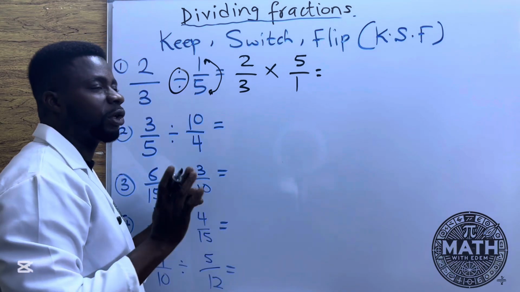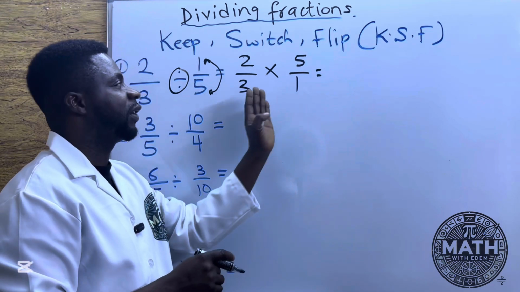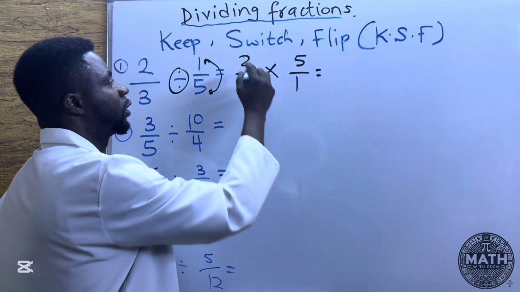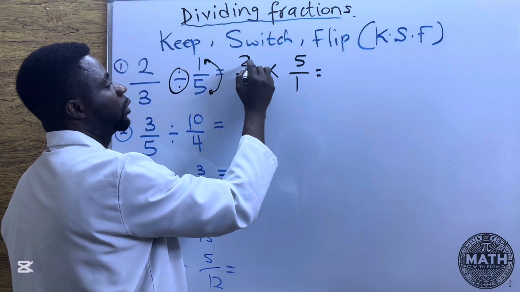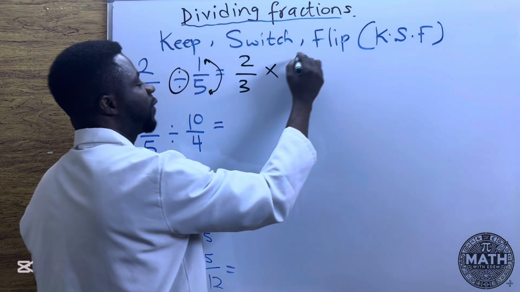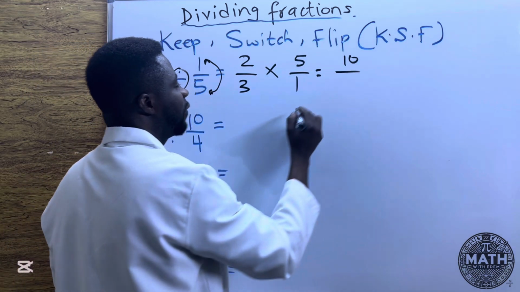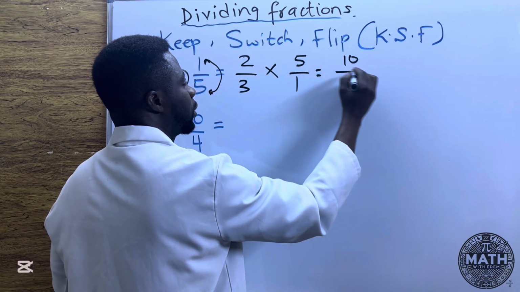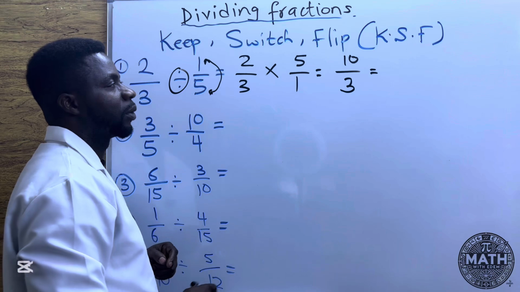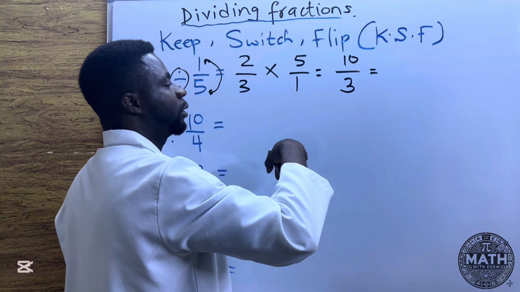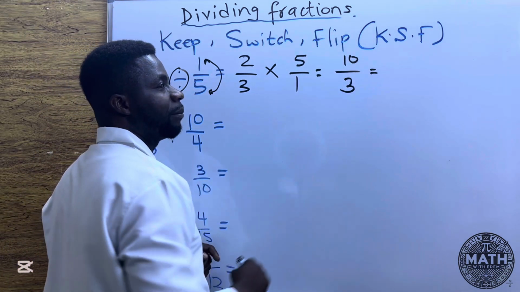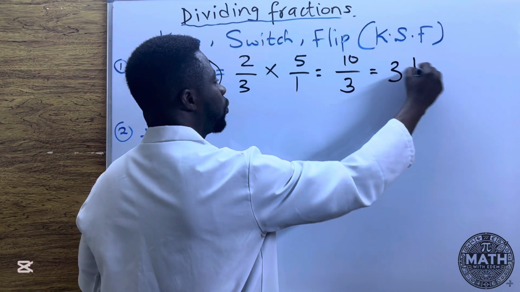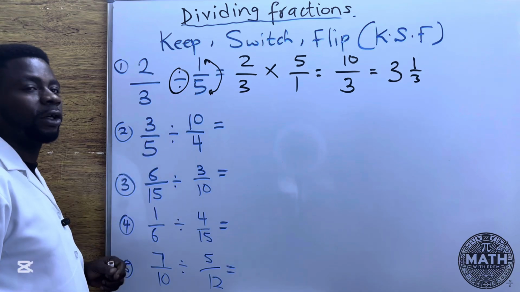Now we are going to multiply. If you haven't watched my video on multiplying fractions, go back and watch that. So 2 times 5 is going to give us 10 over 3 times 1 gives us 3. This is an improper fraction, so we can convert this into a mixed fraction. And that is going to give us 3 whole 1 over 3. So let's go to question number 2.